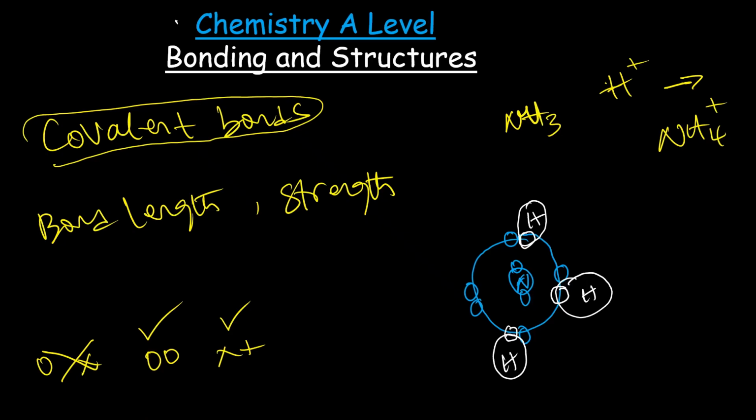So this lone pair of electrons is what reacts with the hydrogen ion to form the ammonium ion. So when that happens, we're going to have this, and this will be for hydrogen. So this is the ammonium ion. I hope that makes sense.